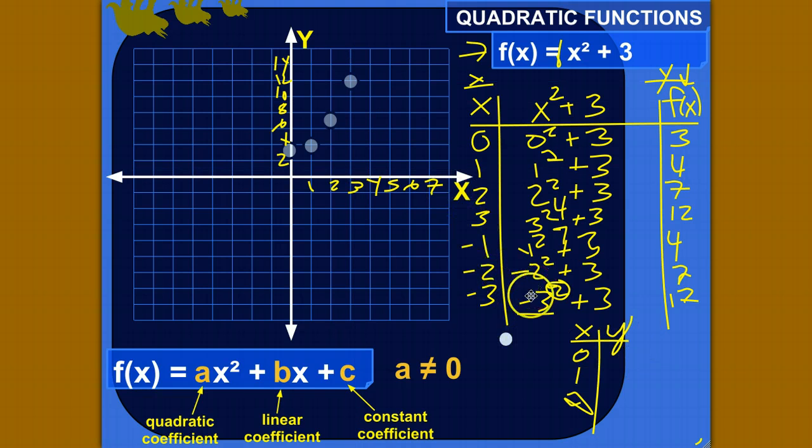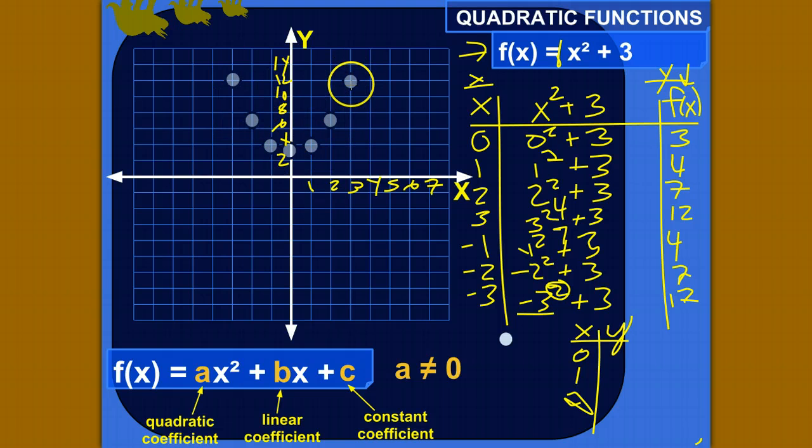And then we've got (-1, 4), it's 4 there. (-2, 7): 1, 2, negative 2, and 7 between 6 and 8. And then (-3, 12): 1, 2, 3, and then 12. So that's looking already pretty parabola-like. Let's just connect these.